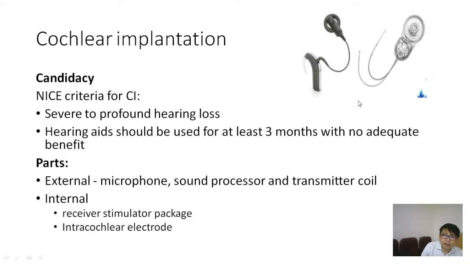The cochlear implant has 2 parts, the external component and the internal component. The external component consists of a magnet and a processor, the sound processor. This contains a magnet and the transmitting coil, and this sound processor will contain the microphone. And the internal component is the receiver stimulator package, and this is the electrode. The ball one is the ground electrode, and this is the electrode which goes inside the cochlea.